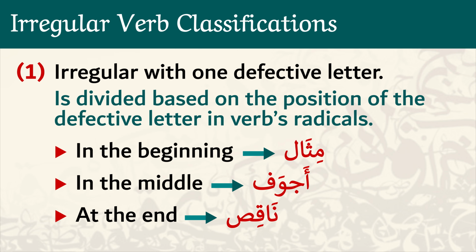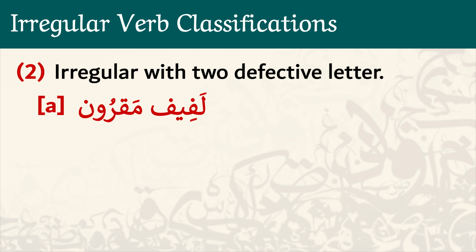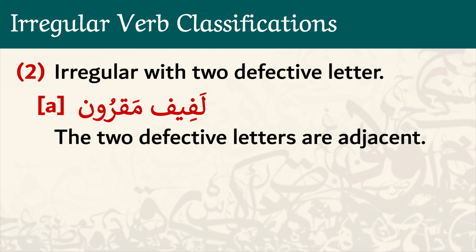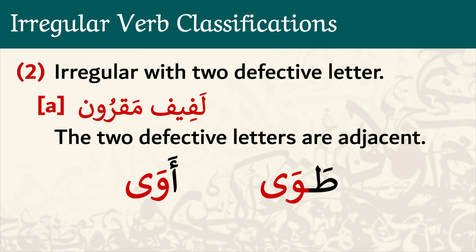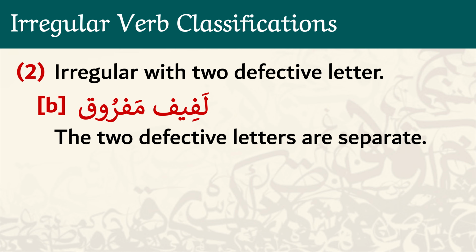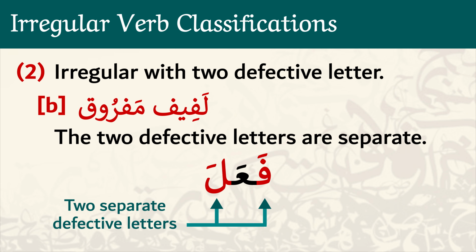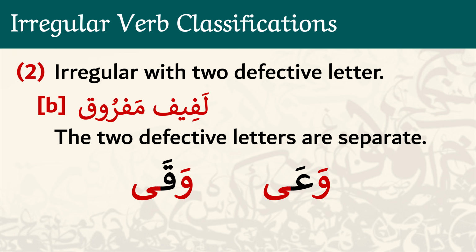The second classification of irregular verbs is a verb that contains two defective letters. We call this one لفيف, and it has two subdivisions. لفيف مقرون is when the two defective letters are adjacent, mostly the second and the third, like طوى, أوى. And the second subdivision is called لفيف مفروق, which has two separate defective letters as the first and the third letters of the verb, such as وعى and وقى.